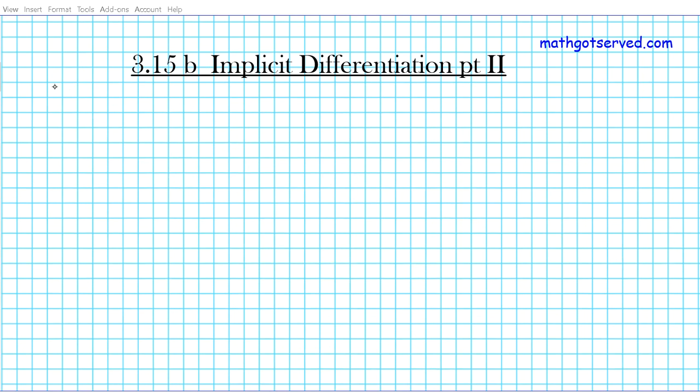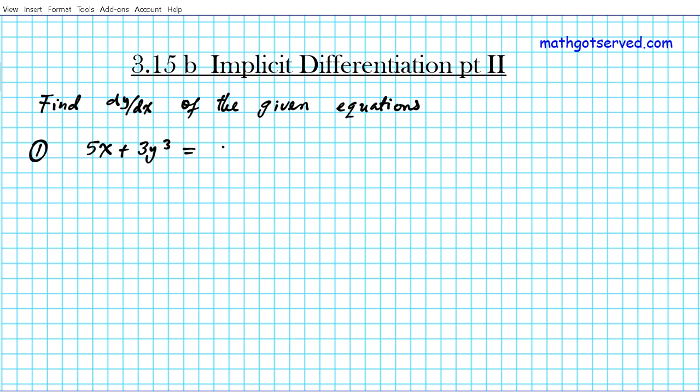Alright, so the instructions for the examples that we're working on are as follows. You have to find dy/dx of the given equations. Okay, number one, let's say we have the equation 5x plus 3y to the third equals negative 5xy squared plus 3. All right, so let's go ahead and differentiate this.